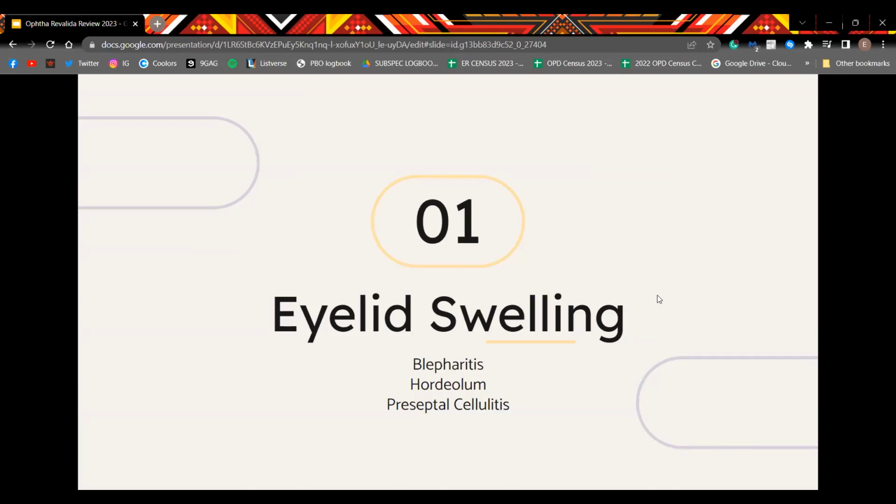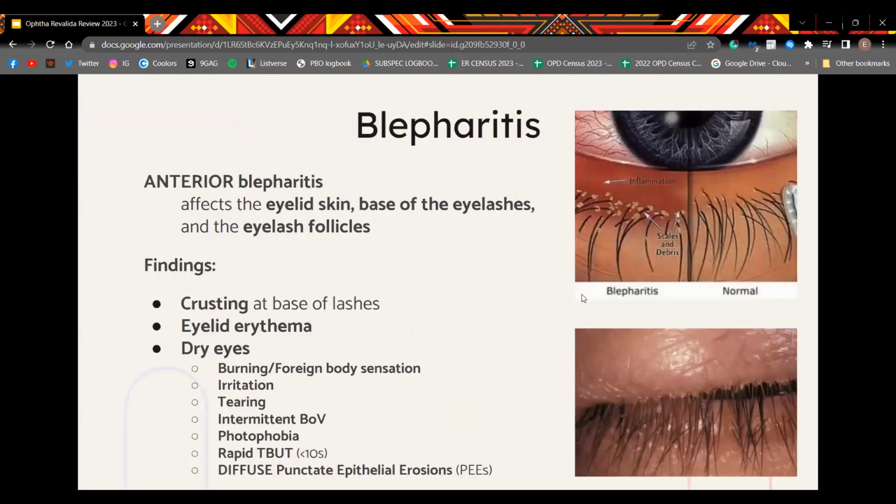So first would be eyelid swelling. Ang first na i-discuss ko would be blepharitis. So blepharitis, that's inflammation of the eyelids, further divided into anterior blepharitis, wherein it affects yung front ng eyelids, including yung lashes and the follicles. So common finding would be crusting at the base of the lashes, eyelid erythema, dry eyes.